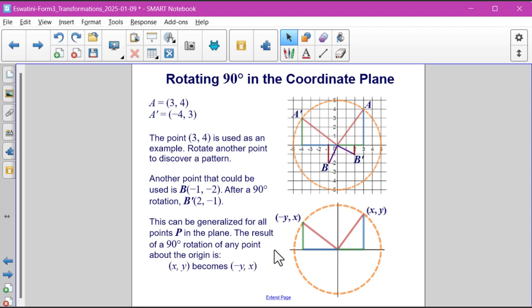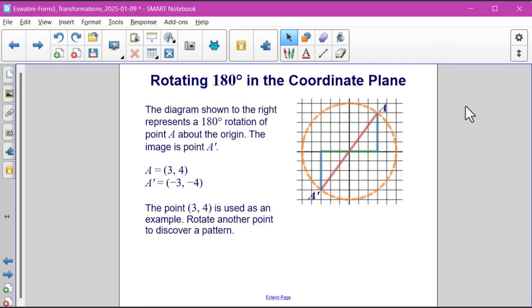The result of a 90-degree rotation of any point about the origin is (x, y) becomes (negative y, x). You flip x and y around, and what was originally the y coordinate becomes the opposite. So notice the y here was negative 2. It became the first coordinate in our image, and the sign switched, and it became positive. The original x coordinate remained the same, but it just moved to the y coordinate position in both points.